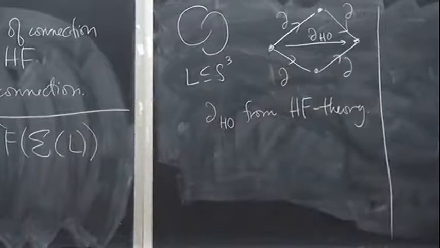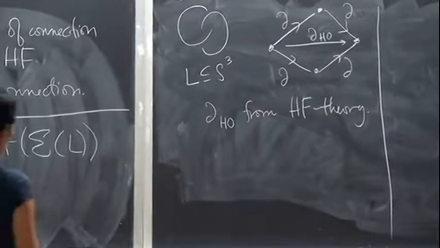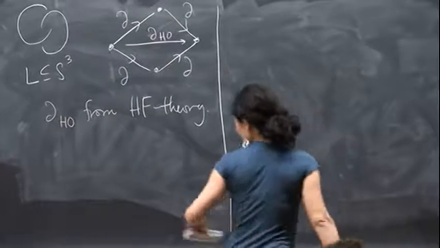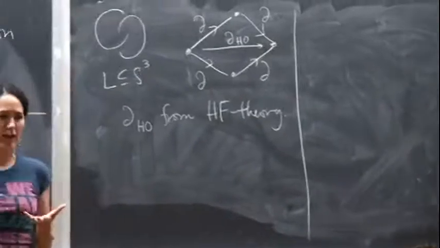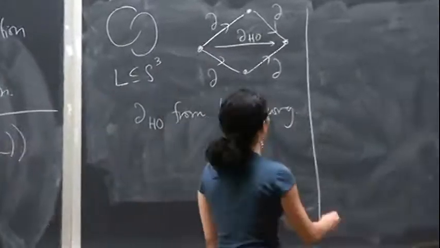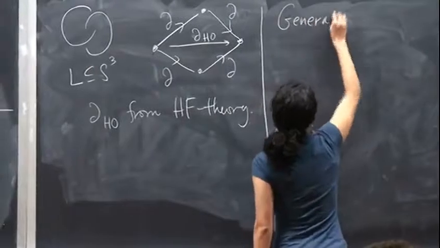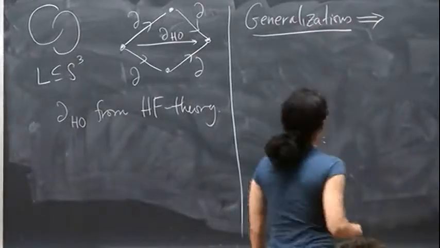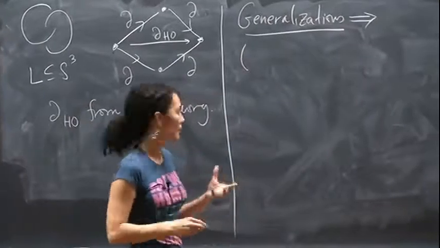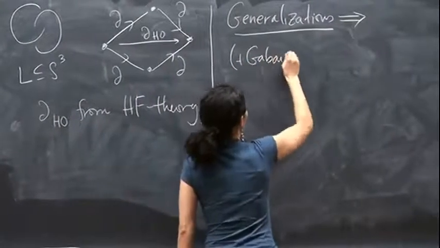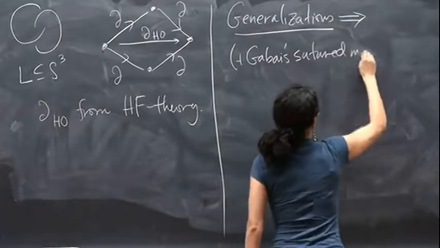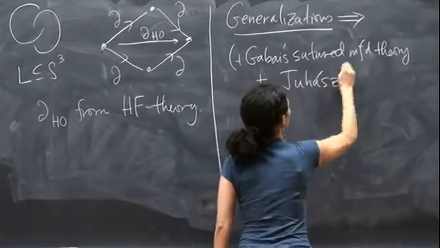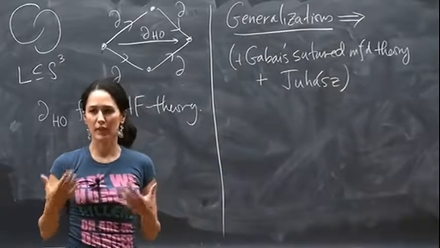Okay, so I was saying that I wanted to get to some of the algebraic structure of the spectral sequence, and for that we need to talk about some generalizations of the spectral sequence. So actually the spectral sequence works in higher generality. The idea here is that if you add a little bit of Khovanov's sutured manifold theory, along with some foundational work of Juhasz, then you start to see some nice algebraic structure on this spectral sequence.